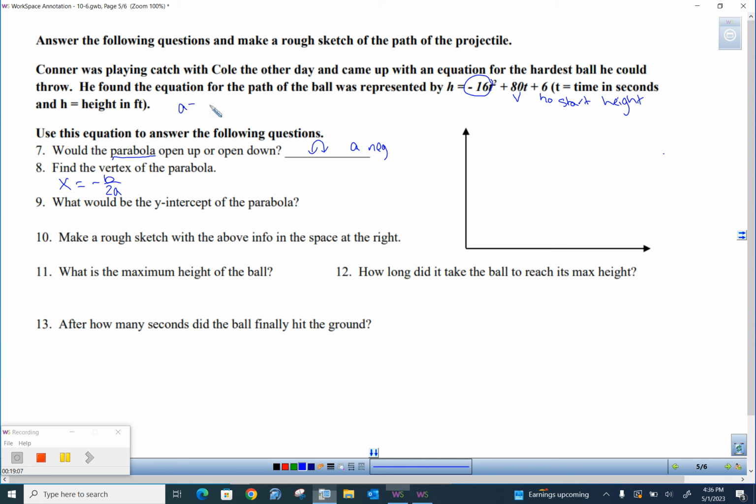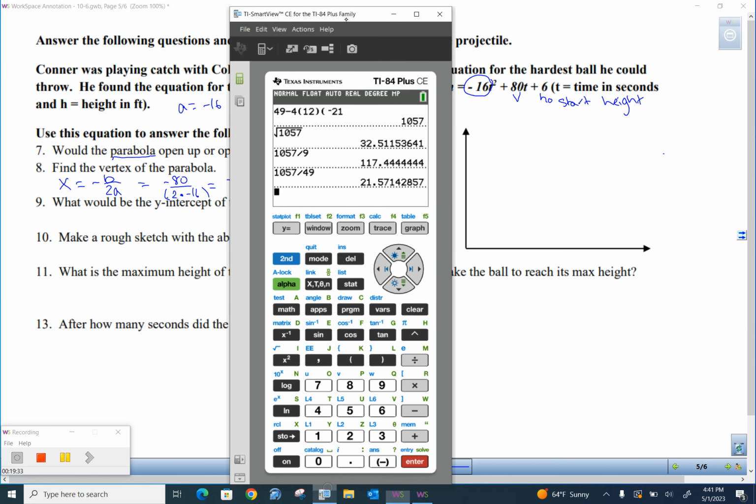First coefficient is negative 16, B is 80, and C is 6. So our opposite of B would be negative 80 over 2 times the negative 16, and then we simplify. It's really important that you simplify this bottom part first. So negative 80 over negative 32. And then we can just put that in our calculator because it's probably not nice.